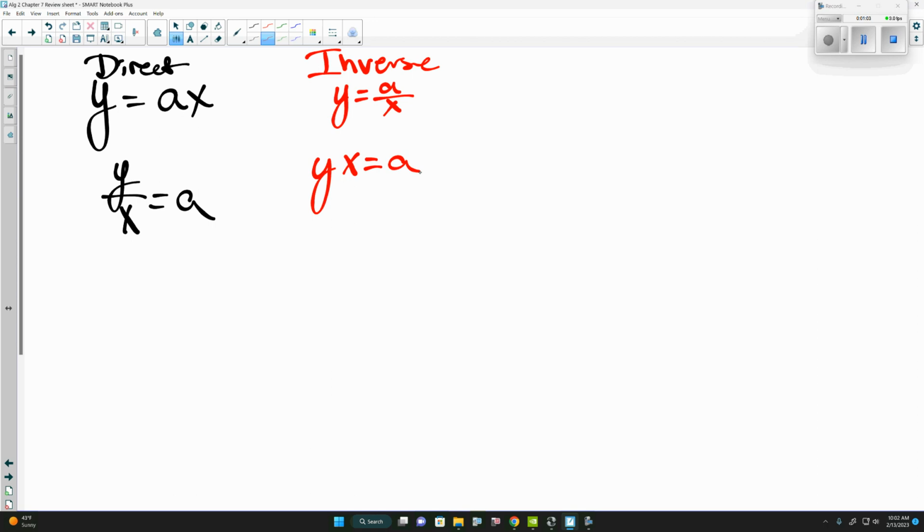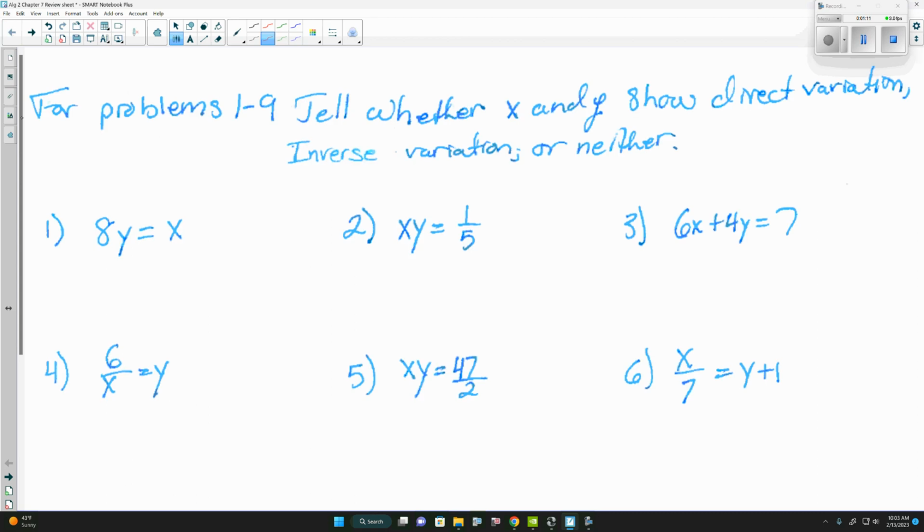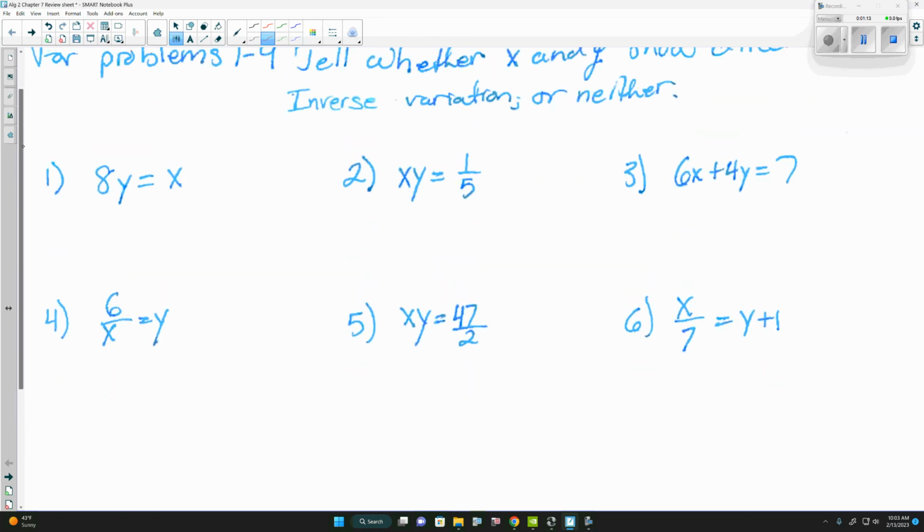And for both of these sets of equations here to start with, we need to determine which one it is, direct or inverse variation. So if we look at these problems here, for direct, it's either going to be y is equal to a times x, or y divided by x is equal to a. Our inverse is either going to be y is equal to a over x, or x times y is equal to a.